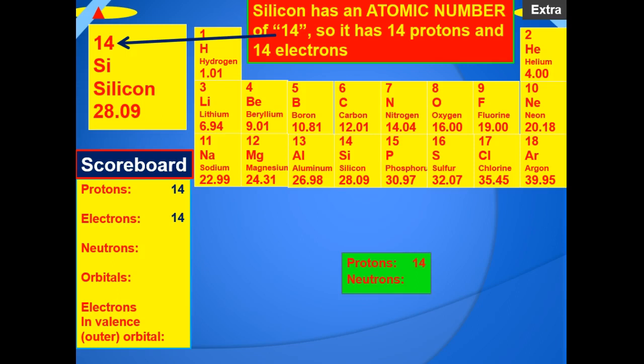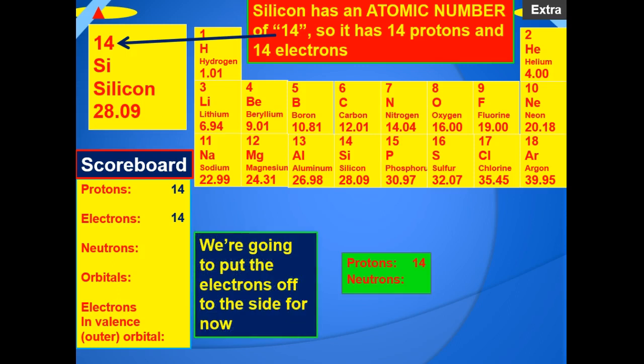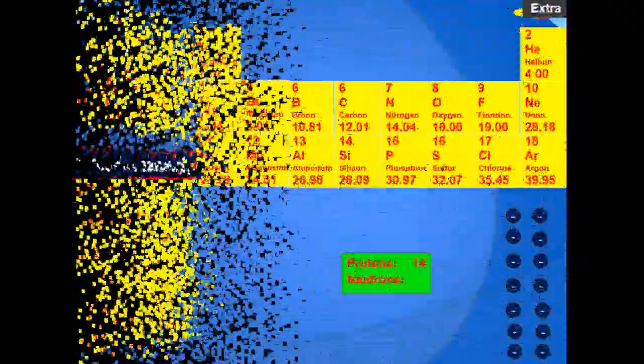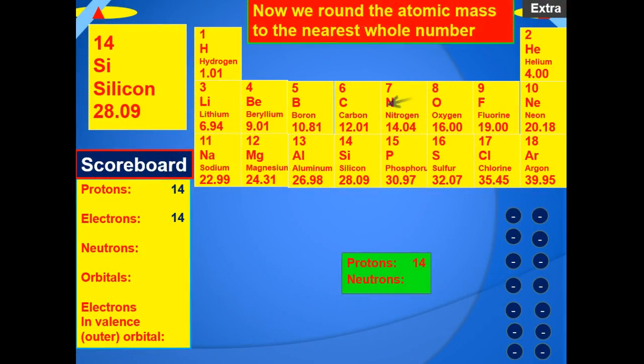Now we're ready to go on to neutrons. So what do we have to do first? We're going to put the electrons off to the side, and they're going to little by little come in there, and I'm just going to speed this ahead, so boom, there you go, 14 electrons over there on the side. Now, we're going to do neutrons, so what do we have to do? Take our atomic mass and round it to the nearest whole number, so 28.09 is going to round down to 28. So that means we have a total of 28 protons and neutrons.